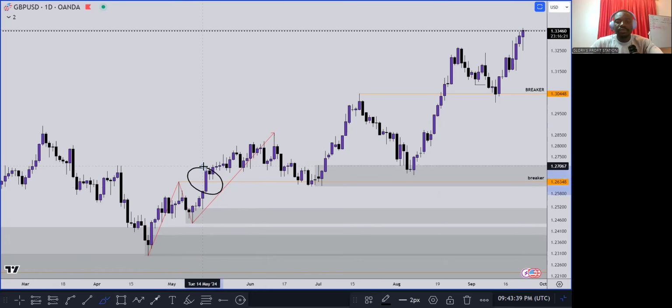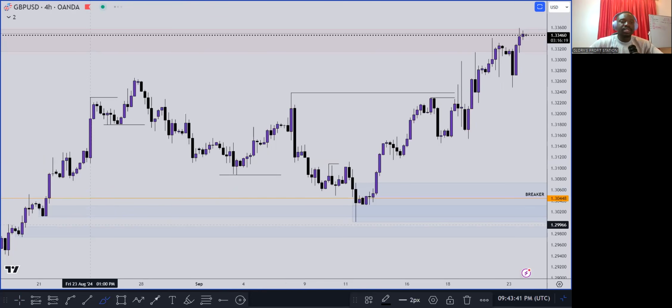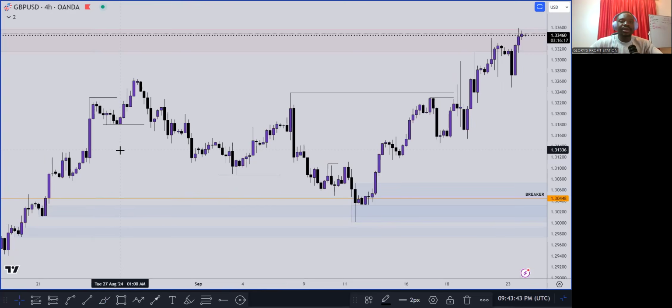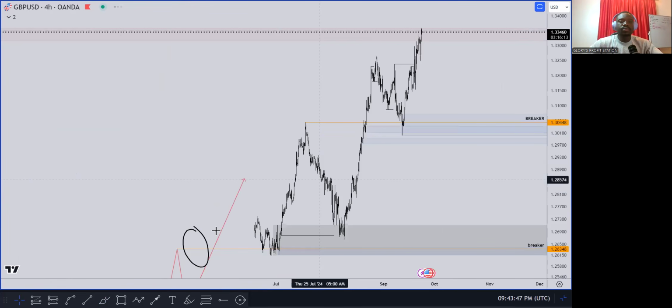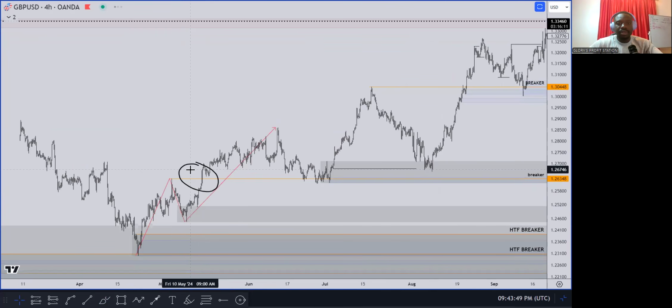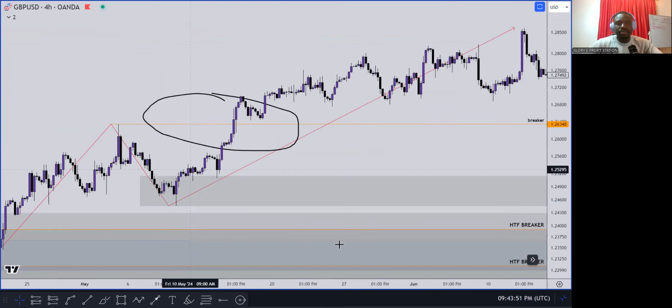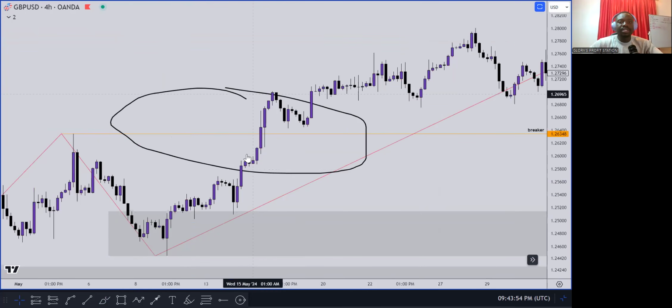Let's now go to the 4-hour time frame. Let's see if there's anything on the internal structure of the market that's telling us to look for buys from that particular area. Now, on the 4-hour time frame, you can see there's absolutely nothing there. But this wick is telling me something. This wick also is telling me something.